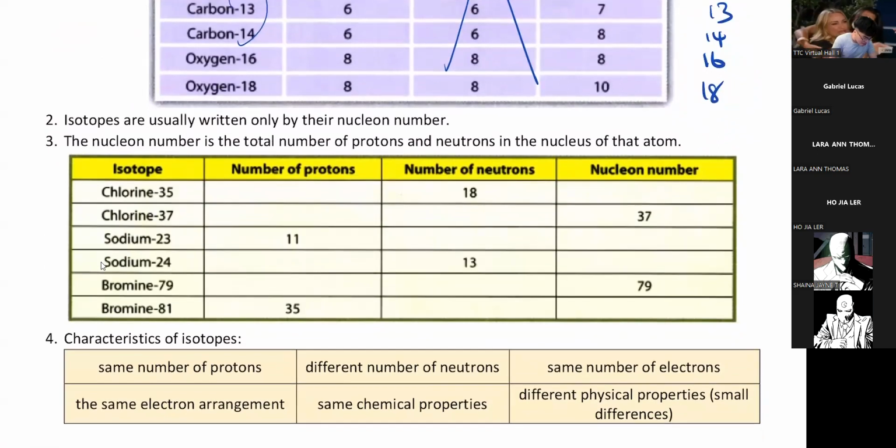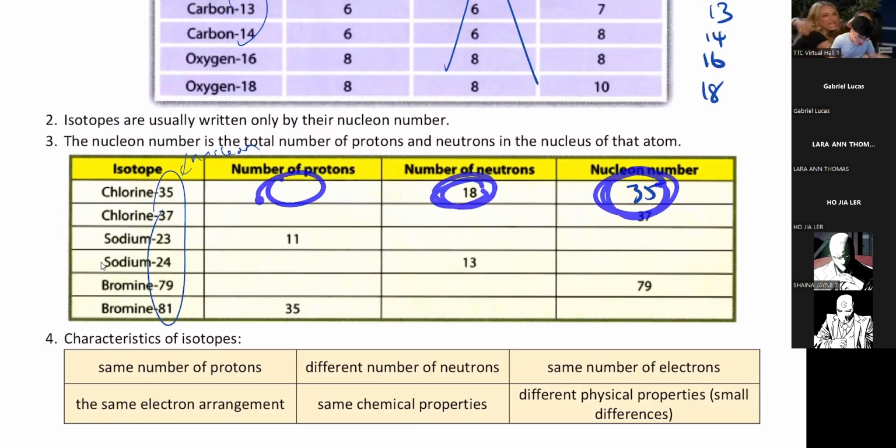So you do the same thing with chlorine 35 and chlorine 37. As I said, these numbers are your nucleon numbers. Let's calculate the proton number. The total number is 35, neutron is 18. What about proton? That will be 17, because this plus this equals this one.